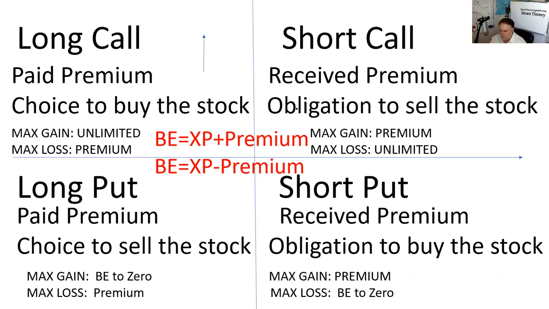You say, Dean, when you're long a put, you paid a premium. You have a choice to sell the stock at the strike price. Your max gain is break even to 0. Your max loss is the premium. You're a bull. You want the stock to go down. You want it down from the break even. The break even is strike price less premium. You may not have any clue what you just said, but it's technically correct.